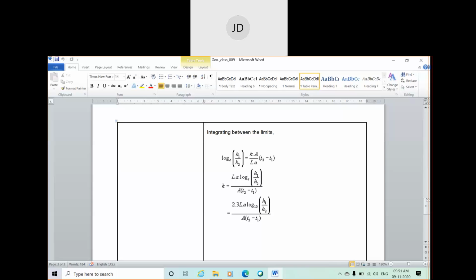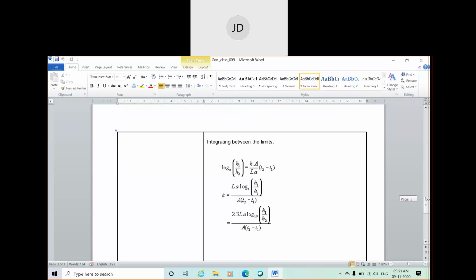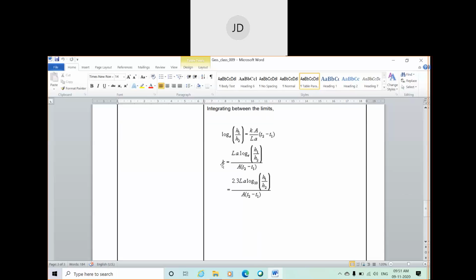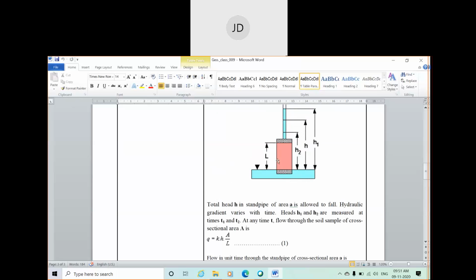Now I just want to introduce what these terms are. K is your coefficient of permeability. Here also you can write k is equal to 2.3 l into a. Now L is your length of the sample. Here you can see this length of the sample.